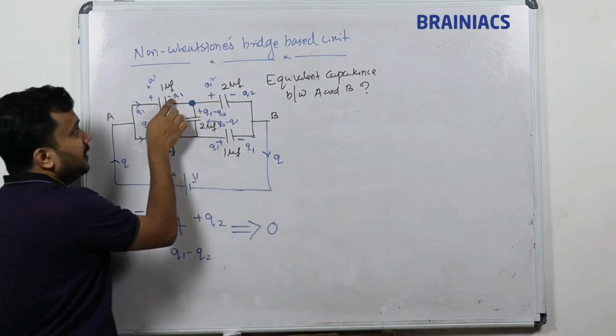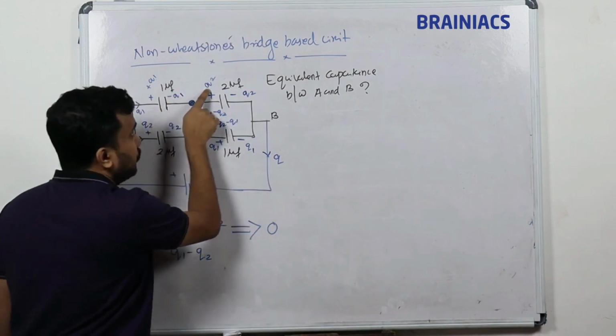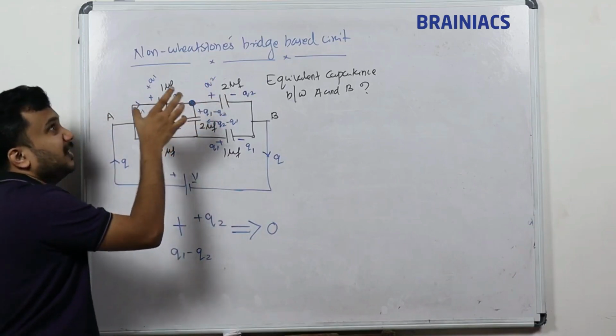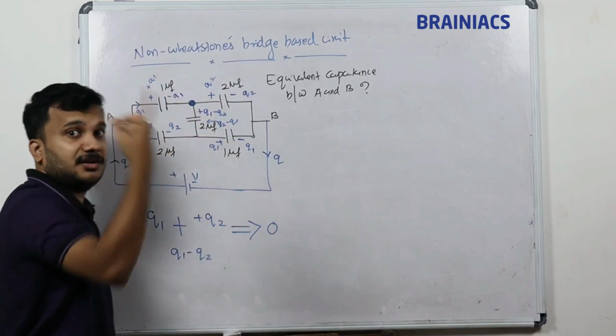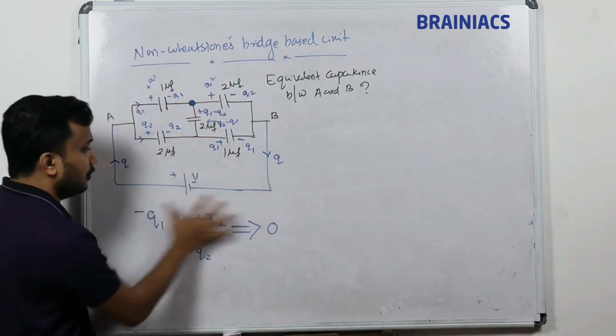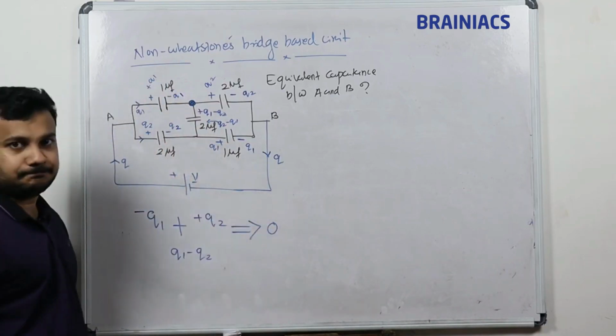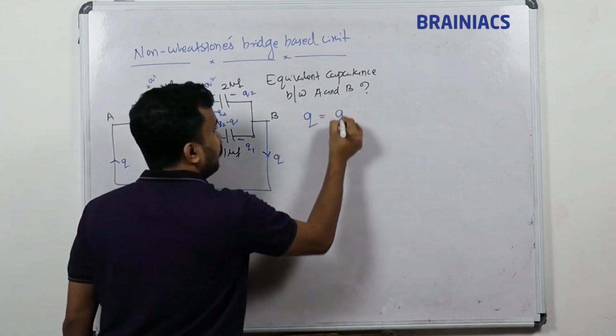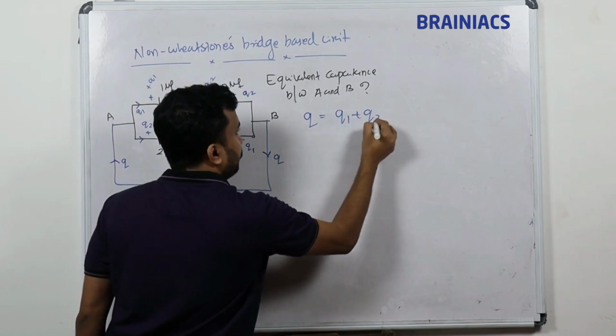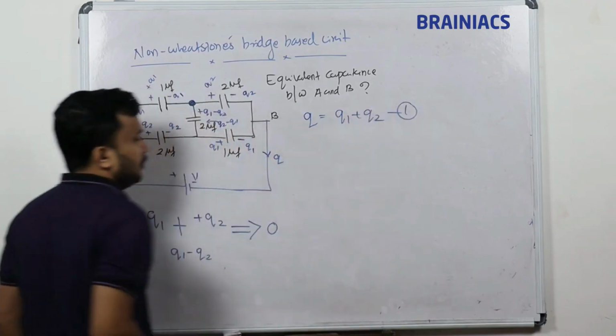Total charge equal to 0 means plus Q minus Q2 plus Q2. So all together, what is coming? Q2 minus Q1. So what you need here is Q1 minus Q2, then only the overall total is equal to 0. Now we have a couple of equations. I can write Q equal to Q1 plus Q2. This is my equation number 1, first equation.